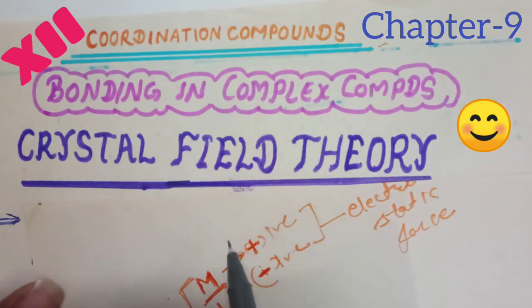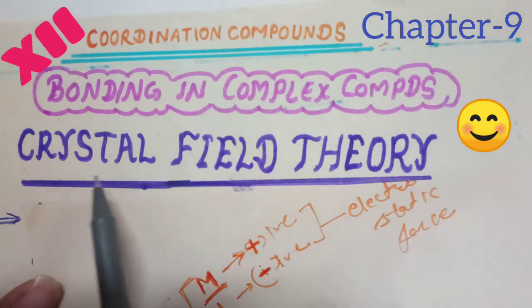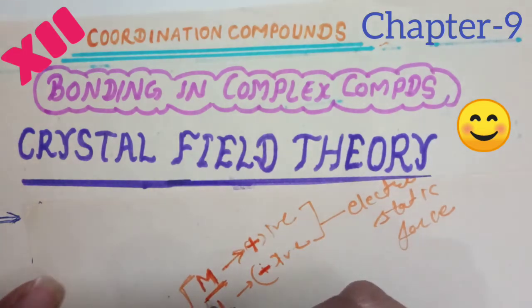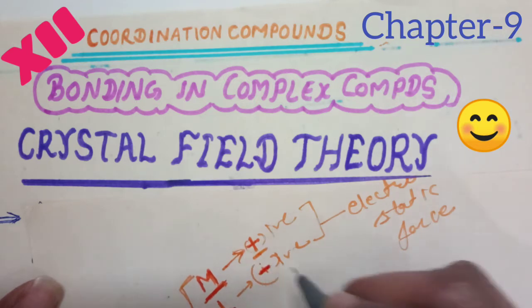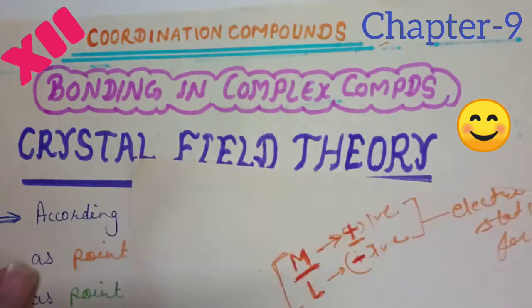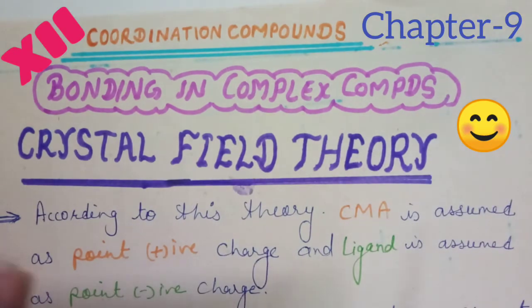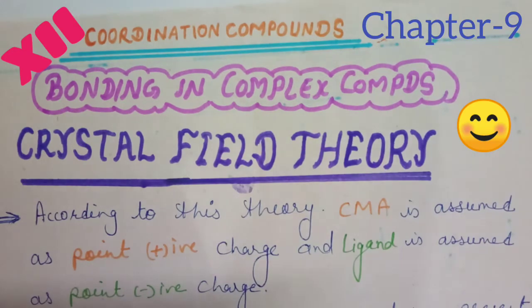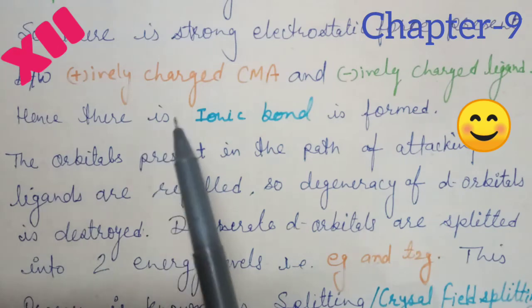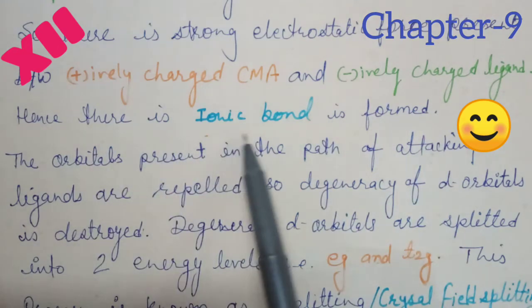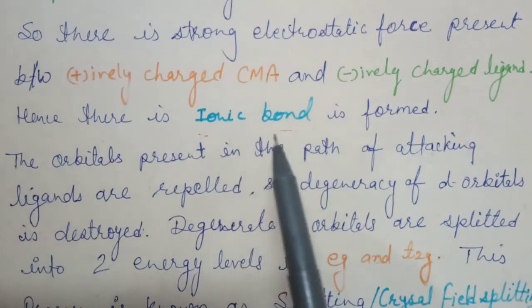Actually, this theory was first of all implemented on crystals, ionic crystal. So this is known as crystal field theory. Okay, in this theory, M means central metal atom is positive point charge and L is negative point charge. L means ligand. According to this theory, the central metal atom is assumed as point positive charge and ligand is assumed as point negative charge. So there is a strong electrostatic force between them. So positive charge and negative charge are bonded with ionic bond, means the nature of coordination bond is ionic type.